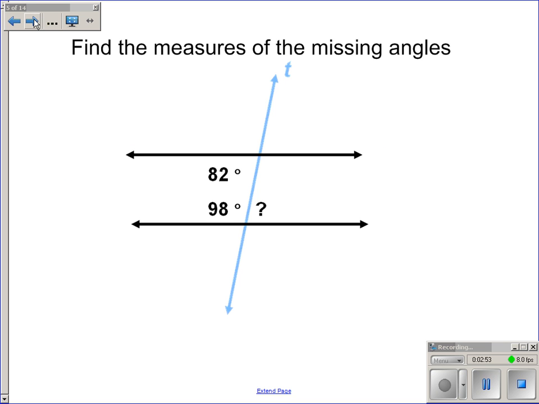Okay, let's use this theorem to find a missing angle. We're going to find this angle, and by the alternate interior angles theorem, the alternate interior angle to this one, so this angle and this angle, would be congruent. So it's congruent to 82 degrees, and so this angle would be 82 degrees by the alternate interior angles theorem.